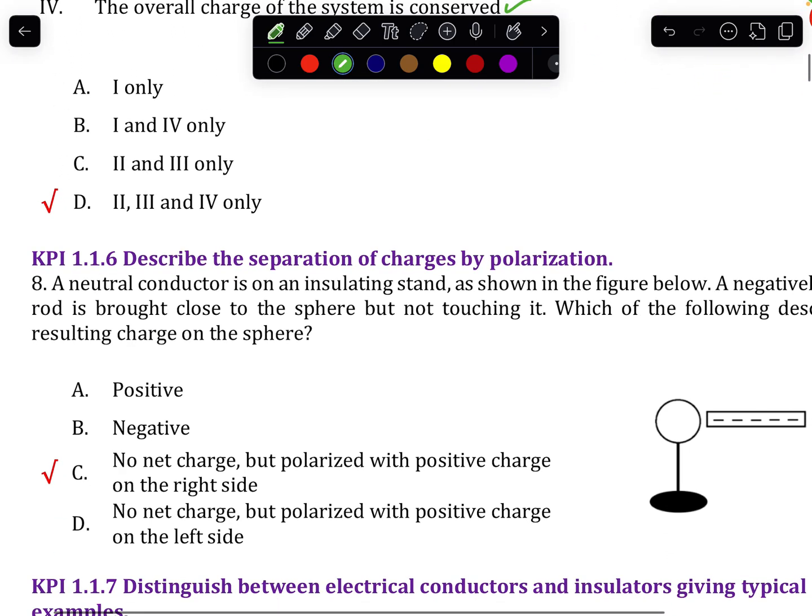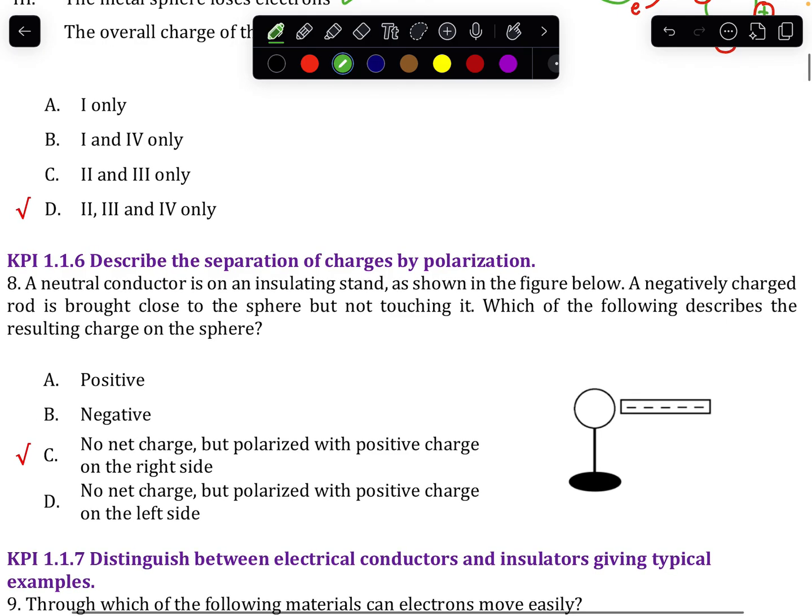We have a neutral conductor on an insulating stand as shown in the figure below. A negatively charged rod is brought close to the sphere, but not touching it.